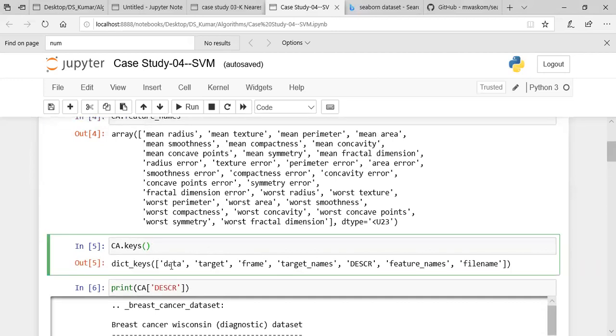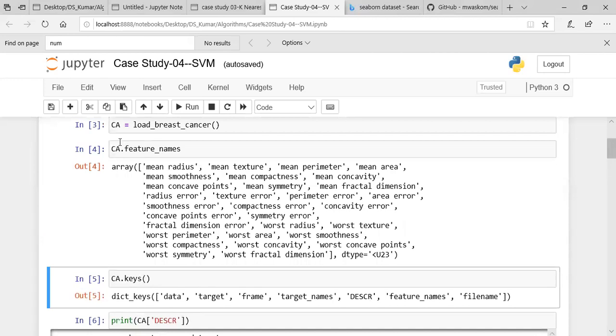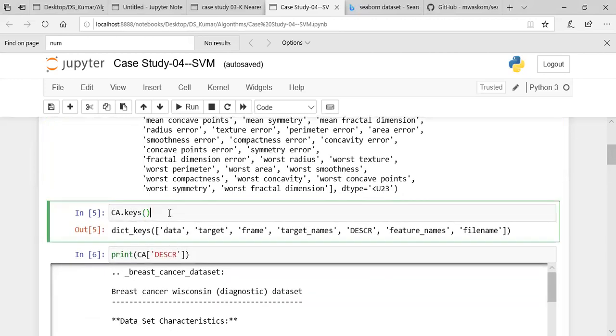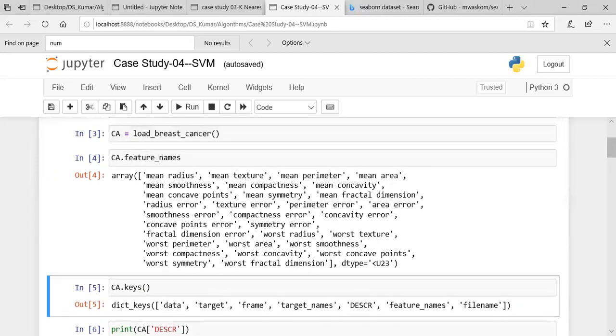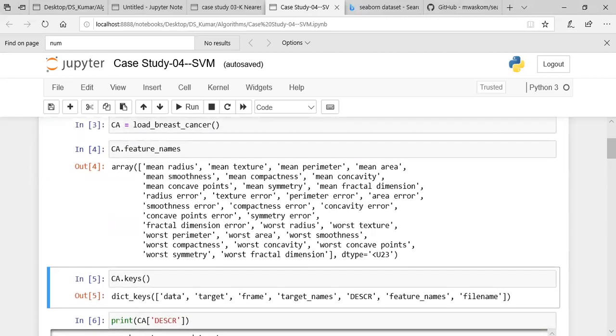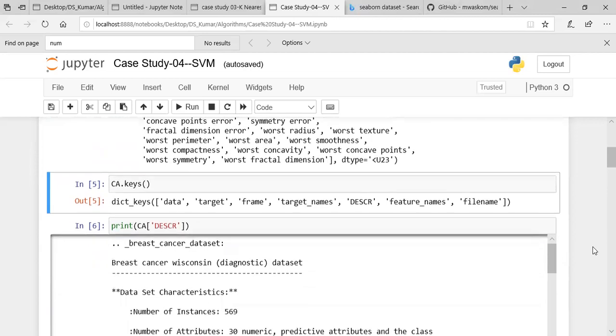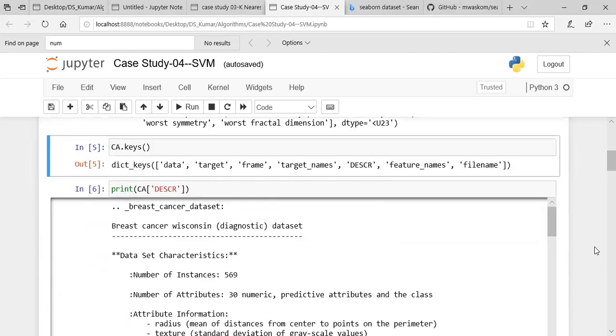What do you mean by dictionary, friends? Here, suppose I have this data set. From this, we are able to get the keys like data, target, data frame, target names, description of the data. Now, suppose you have some confusion, or you do not have clarity about the data set, then one of the features provided by our Jupyter notebook is the description of the data, friends.